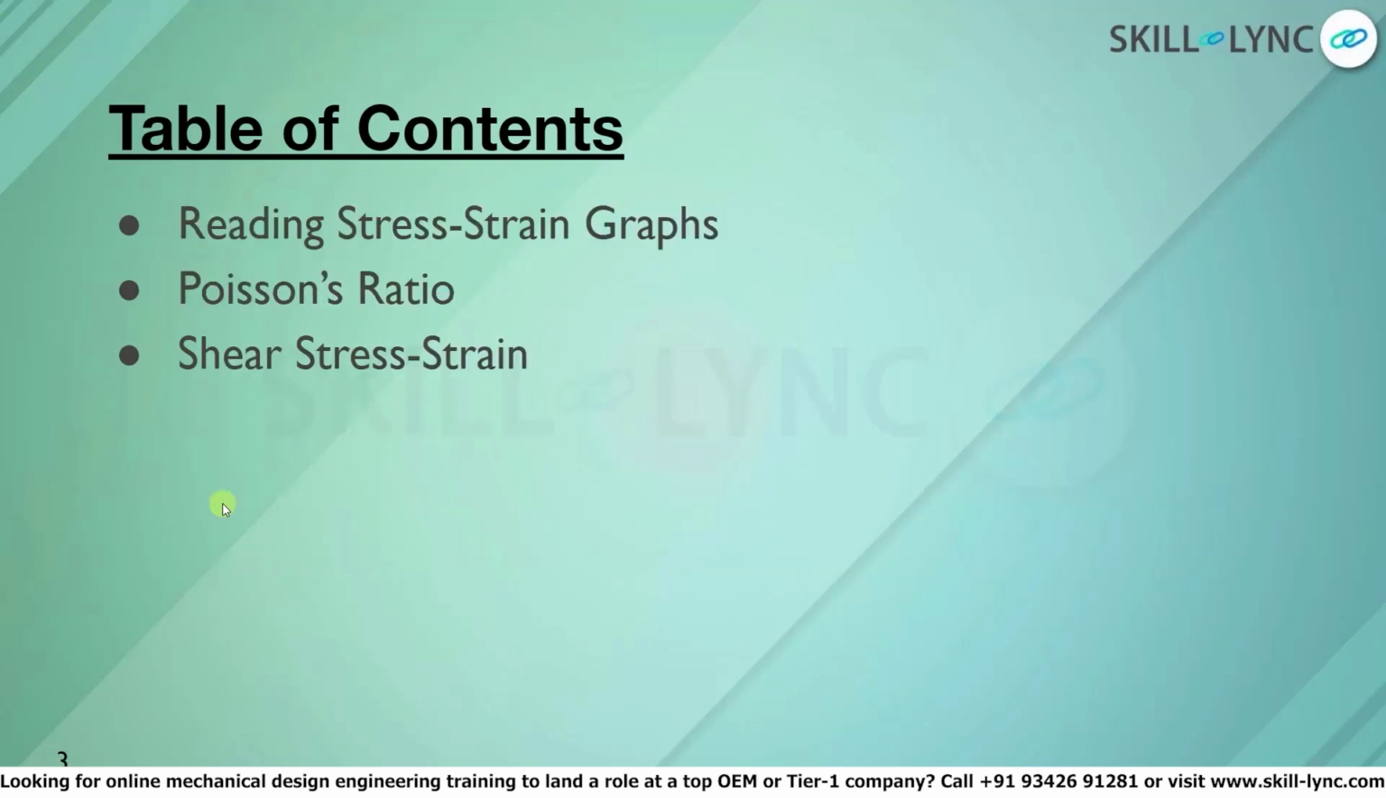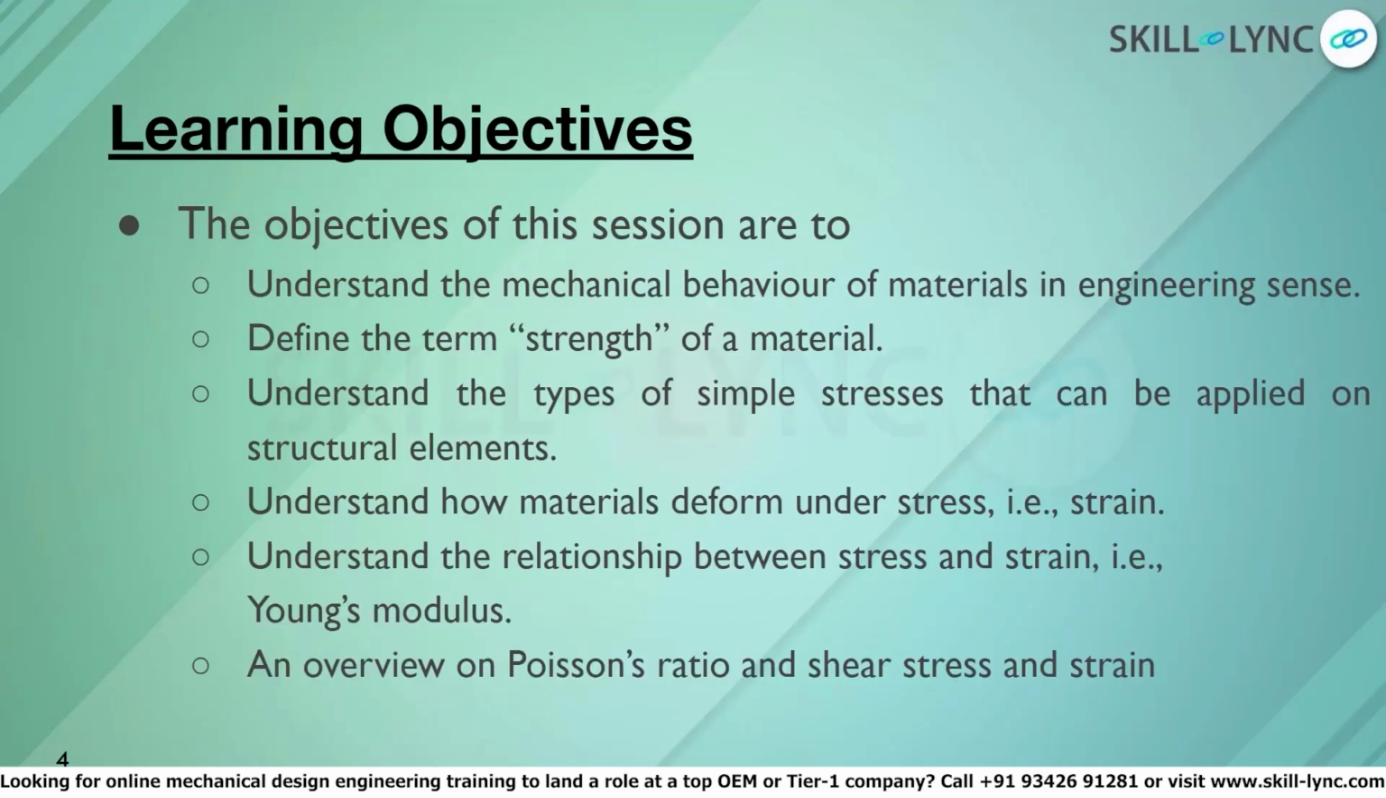Next, we'll understand how to read stress strain graphs. Then we'll see about Poisson's ratio and then end our session with shear stress and strain. The learning objectives for this session is that we'll first try to understand the mechanical behavior of materials in an engineering sense, which is very important. We'll then try to define the term strength of a material. We'll use this term as we progress with the course.